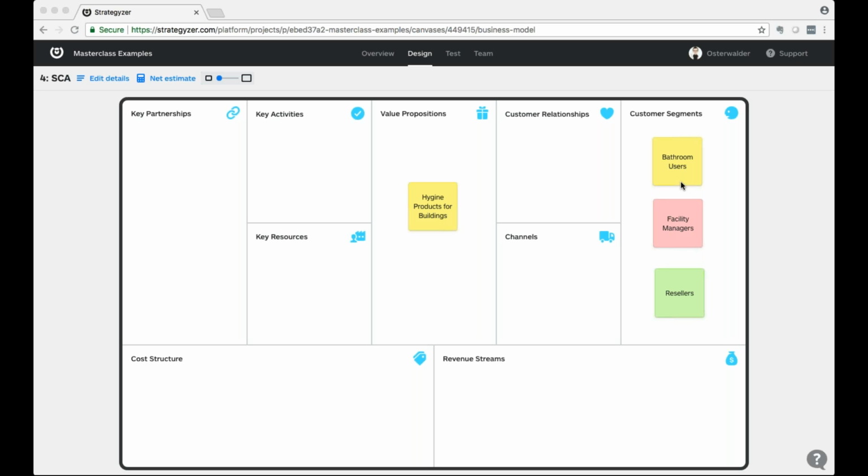Bathroom users in buildings. They make hygiene products, meaning toilet paper, installations, soap dispensers, etc. So they said, well, we have 3 customer segments: bathroom users, facilities managers, and resellers. And seeing that from across the room, I immediately thought, oops, something's going wrong there. So let's see if anybody of you can see the mistake in this particular business model canvas. What's wrong here in relationship to the value propositions?